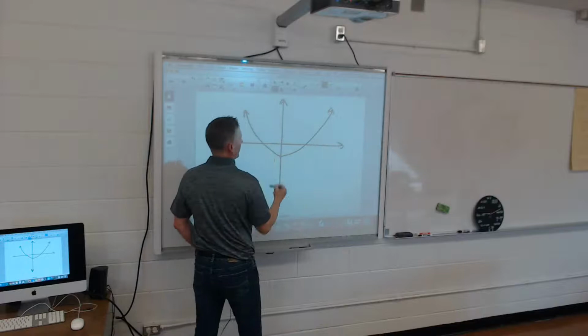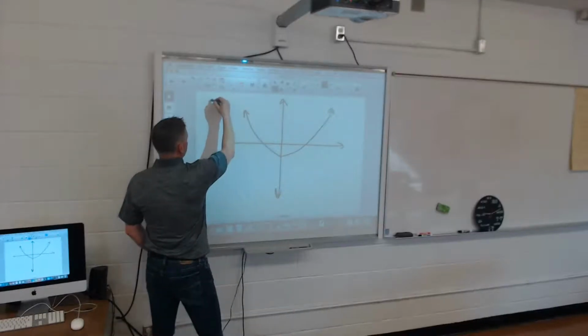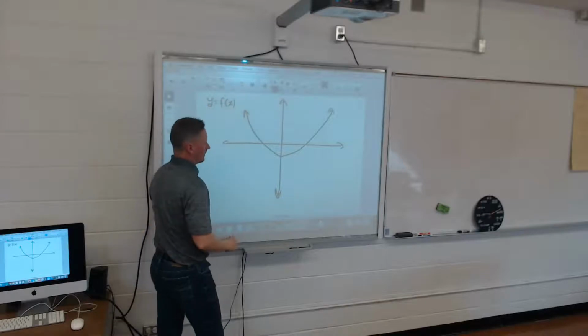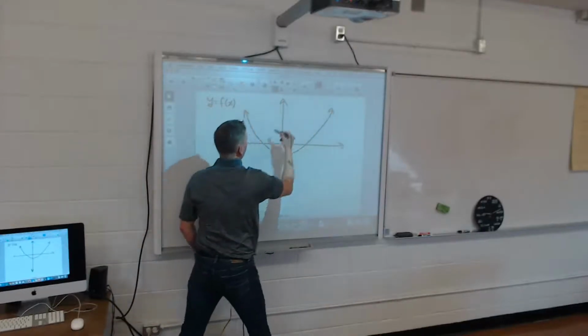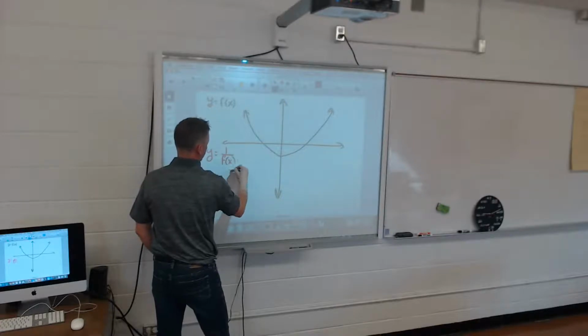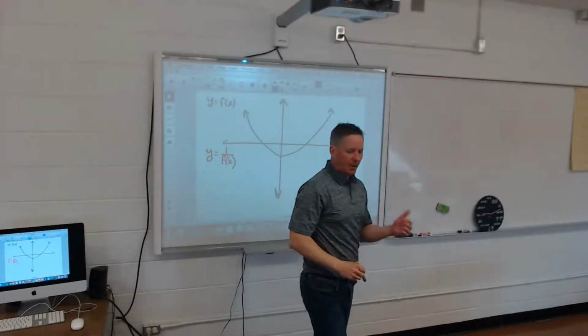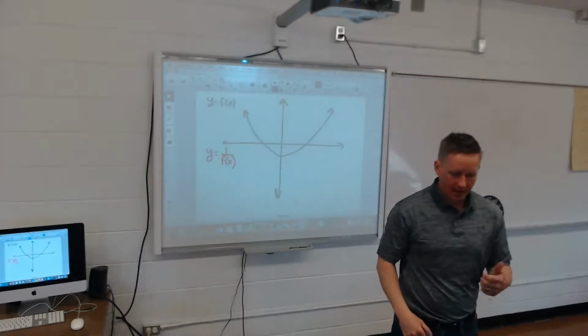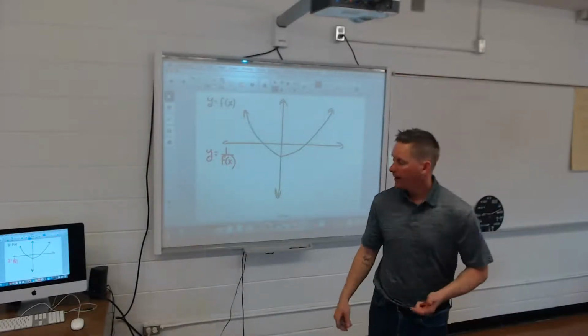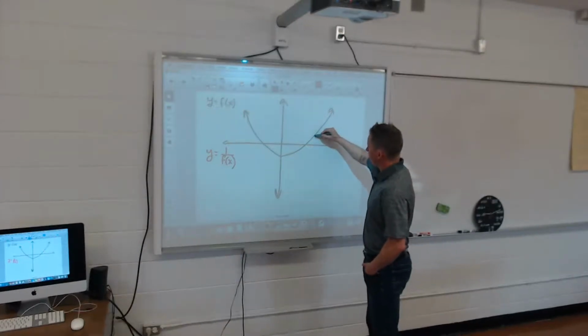All right, now remember, this is the graph of y equals f of x. I want to graph y equals 1 over f of x. So when I take 1 over 1, I get 1. When I take 1 over -1, I get -1. Those are my invariant points.